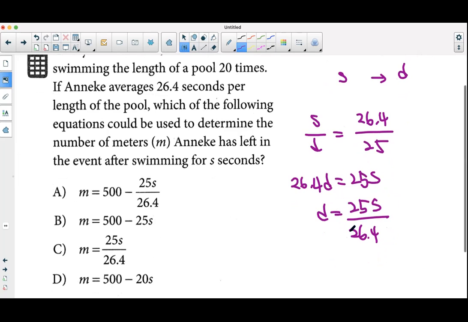But that's not what they're looking for. They're looking for how many meters are left. So you need to subtract it from 500. That's why choice A would have been the answer, because the distance the person traveled was this, but we have to subtract it from 500. Right? That's basically what we can do.